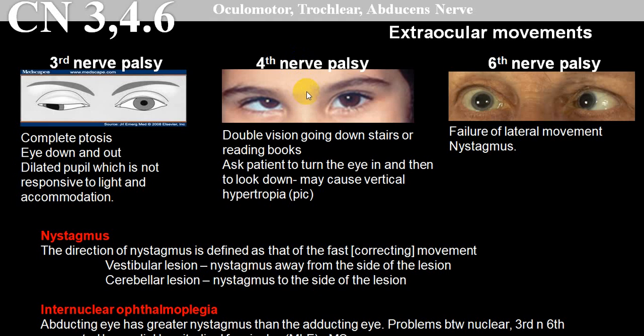And to balance this, the person will tilt the head to one side. That is very peculiar in a trochlear palsy. We'll have further slides.